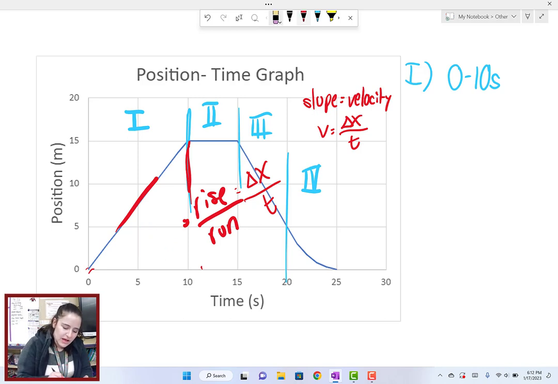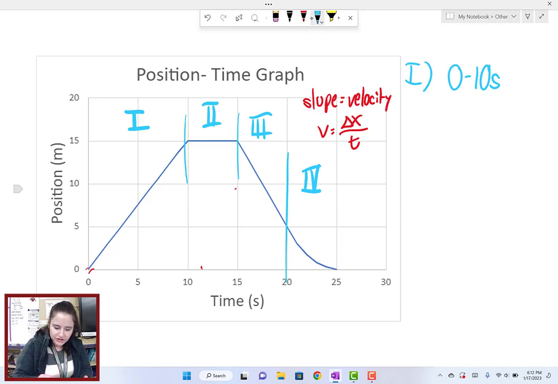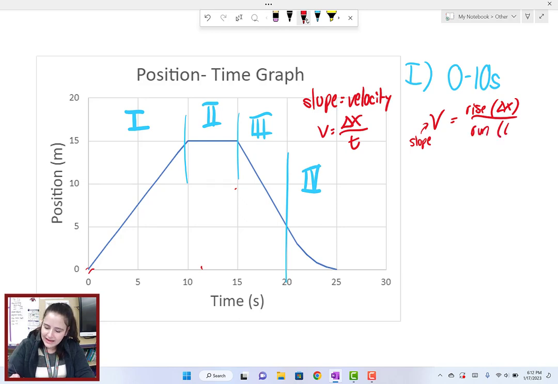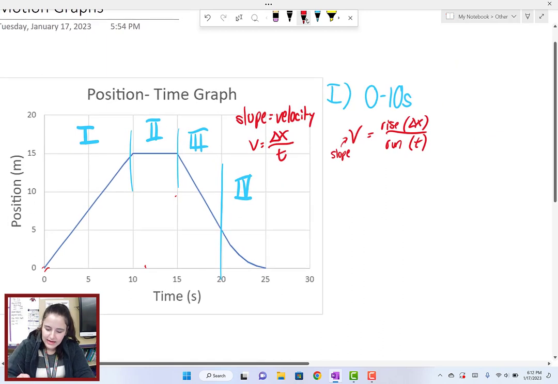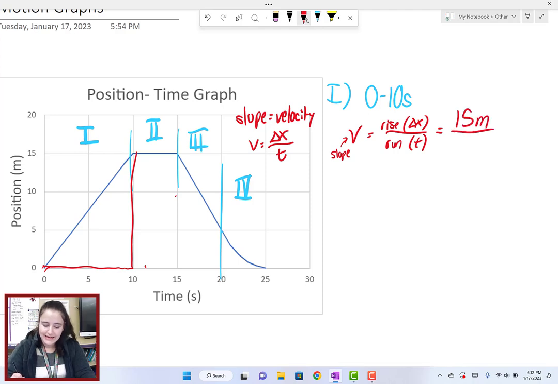So let's find the slope during that first chunk, from 0 to 10 seconds. The slope is the velocity, which is the rise, or change in position, over the run, or the time. I'll just use the full triangle here. It moves 15 meters in 10 seconds, so it's going at a speed of 1.5 meters per second.